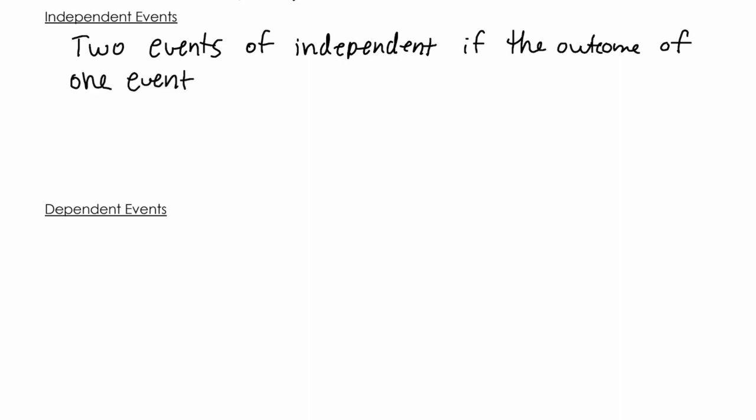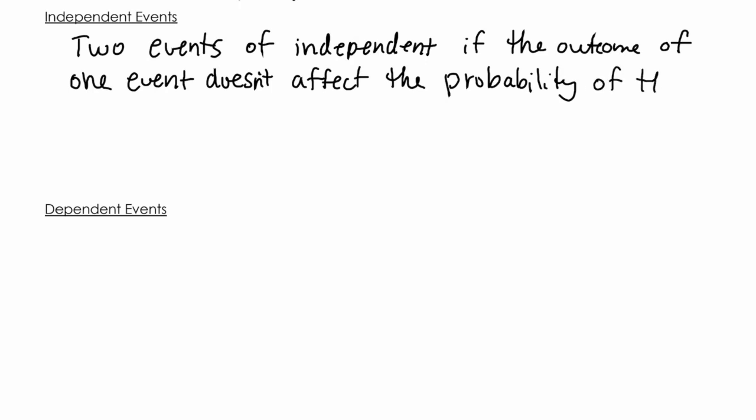two events are independent if the outcome of one event doesn't affect the probability of the second event.